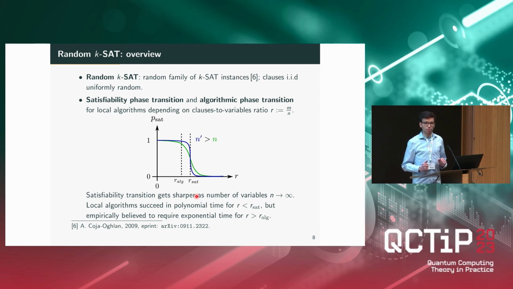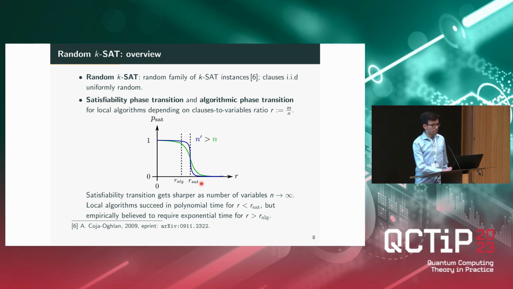Interestingly, this random KSAT ensemble of optimization problems exhibits a satisfiability and algorithmic phase transition. So the satisfiability phase transition, illustrated on the plot, means that as you increase the ratio of clauses to variables, commonly denoted by R, you move from being satisfiable with high probability to being unsatisfiable with high probability. And this transition gets sharper and sharper as you increase the problem size.